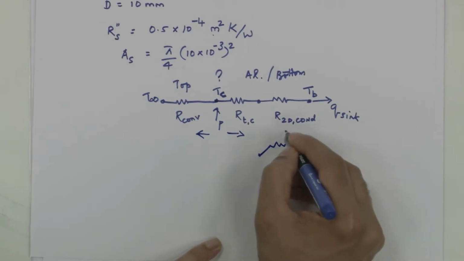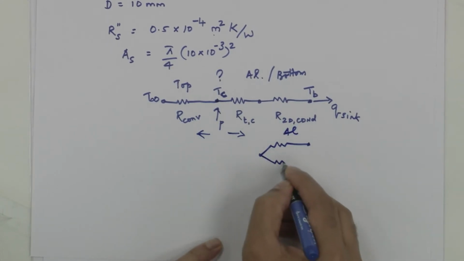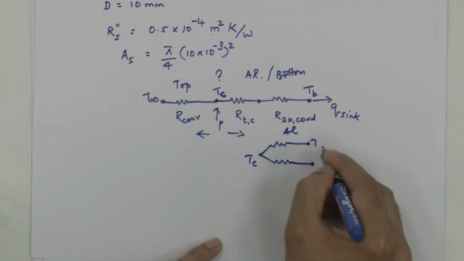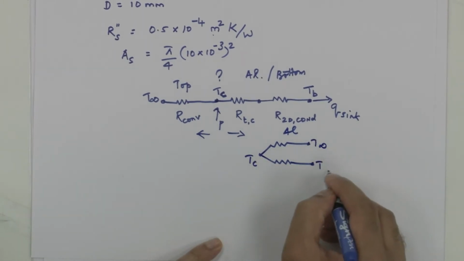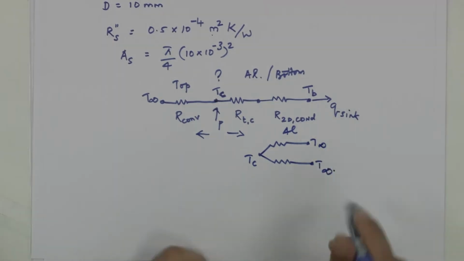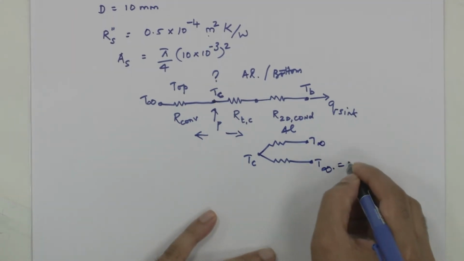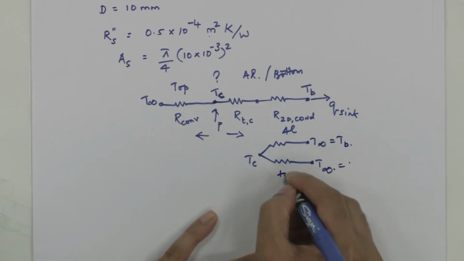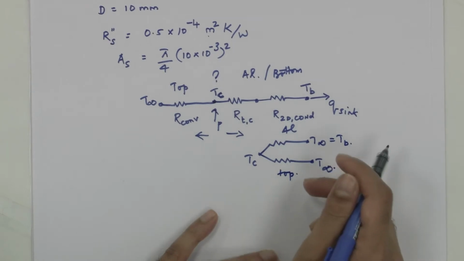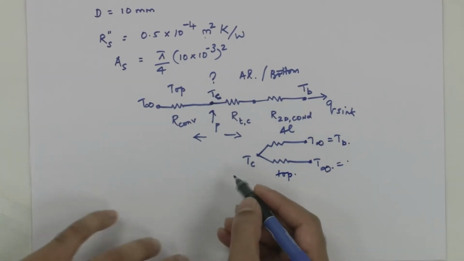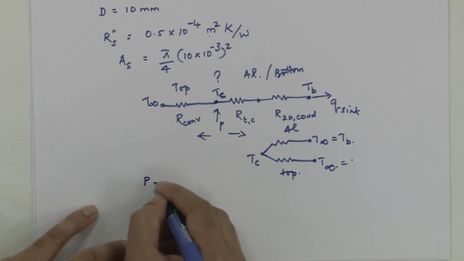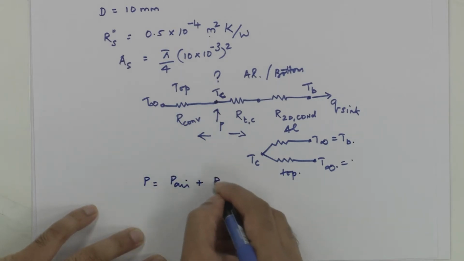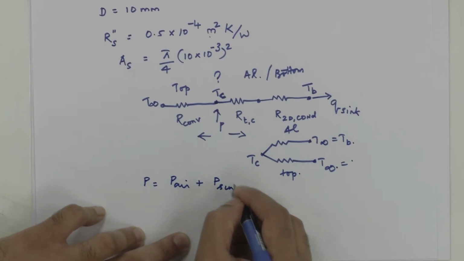Essentially I can club it as this is the aluminum side and this is my TC, and these both are at some temperature T infinity. So, assuming that TB is equal to T, this is the top side. Now one has to write the power dissipated as power dissipated by the air side plus power dissipated by the sink, that is that.